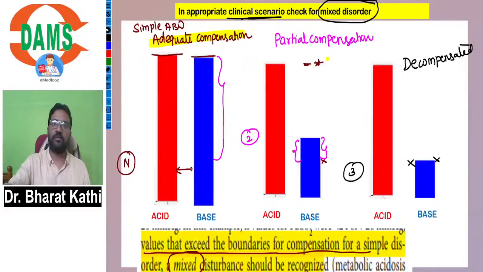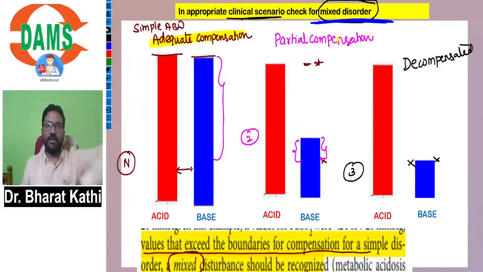If it is not able to compensate, by seeing the clinical history, you think of any possibility of a mixed disorder. Suppose the patient has COPD with diarrhea. Because of diarrhea, bicarbonate will not increase relevant to the patient's CO2. So like that, you have to think of two disorders. If you treat both disorders, then only the patient's pH can be normalized. So this was one question.